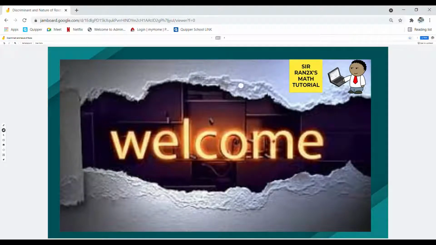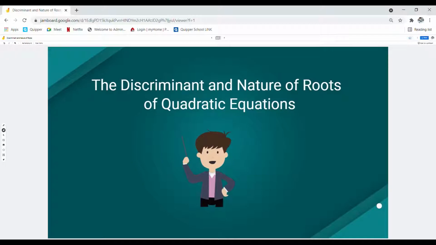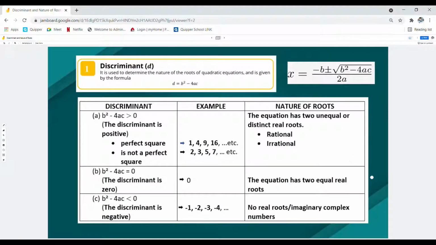Alright, so today we have a new lesson that is to be discussed, and it is the discriminant and nature of roots of quadratic equations, since we are done already with solving quadratic equations using the different methods. Okay, so let's not waste time. Let's talk about discriminant and the nature of roots now.